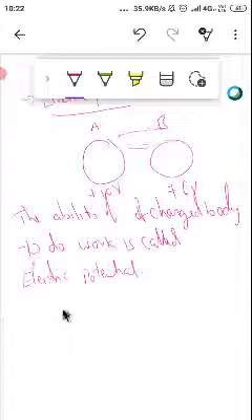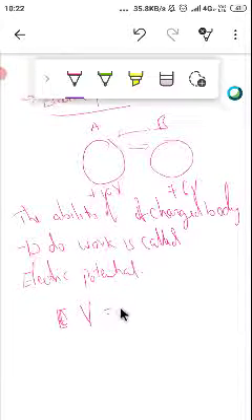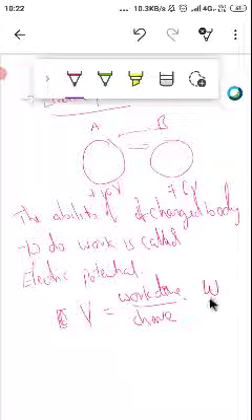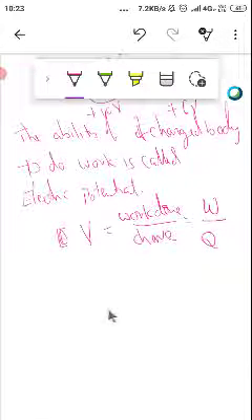Electric potential is nothing but voltage, and it is equal to work done by charge, V = W/Q. Here work done is indicated by W and charge by Q, and the unit is joules. You already know this from basic physics.